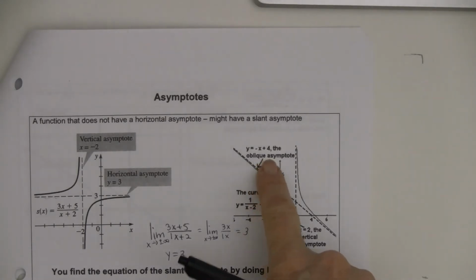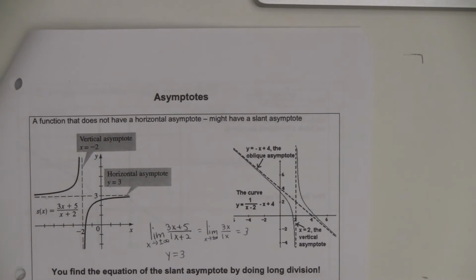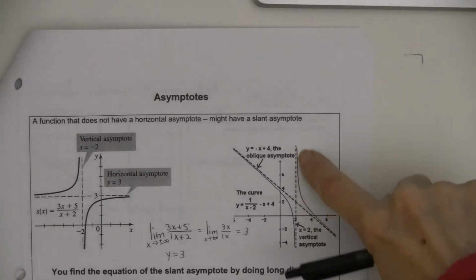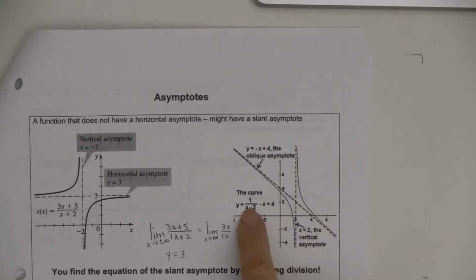They called it here, on this picture I got off of the internet, an oblique asymptote, but since it's a line, it is a slant asymptote. And the idea here is the asymptote, well, here's the vertical asymptote too. I didn't mention that. That's where the denominator is 0. And so the idea here is what's happening as x goes to infinity.